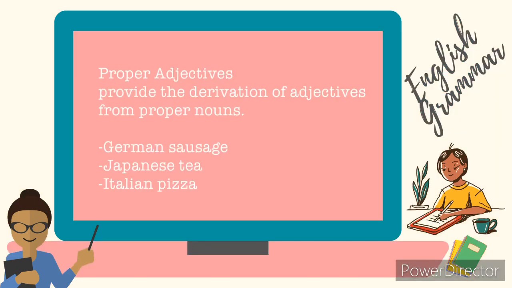The next one is proper adjective. It provides a derivation of adjectives from proper nouns. Examples are German sausage, which means the sausage is German-made. Japanese tea. The tea is one from Japan. And Italian pizza. The pizza is a kind of pizza from Italy. Notice also that since these adjectives are derivations from proper nouns, their first letters are always capitalized.